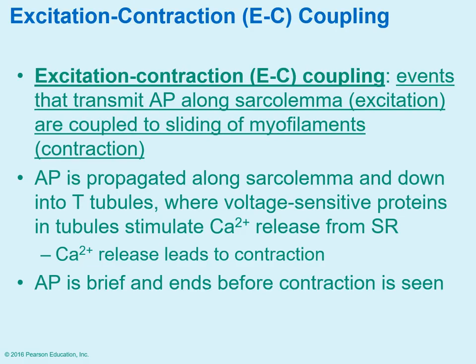The excitation contraction coupling events, or EC events. This is where the action potential now is moving along the sarcolemma, and we haven't gotten to muscle contraction yet. We just have the action potential that's moving along. It gets to the T-tubule. It's going to move down the T-tubule. Now you have some voltage proteins there along the T-tubules that are going to basically stimulate the release of calcium from that sarcoplasmic reticulum.